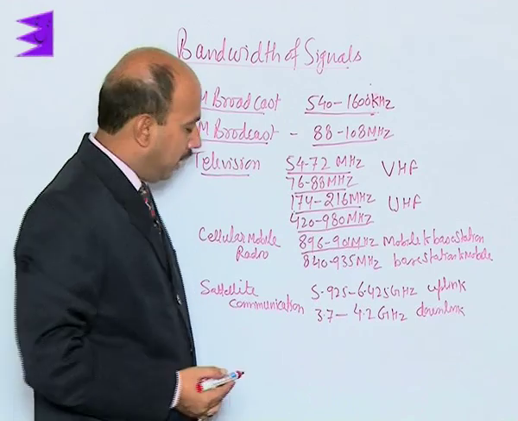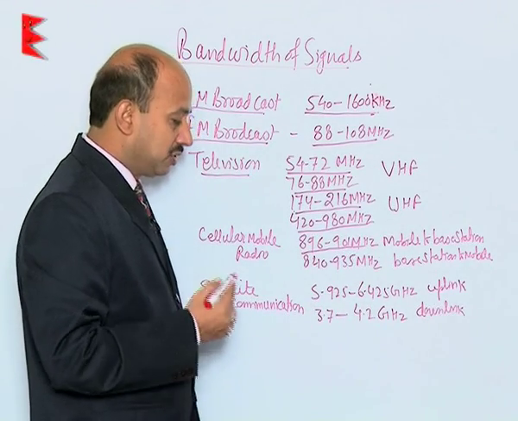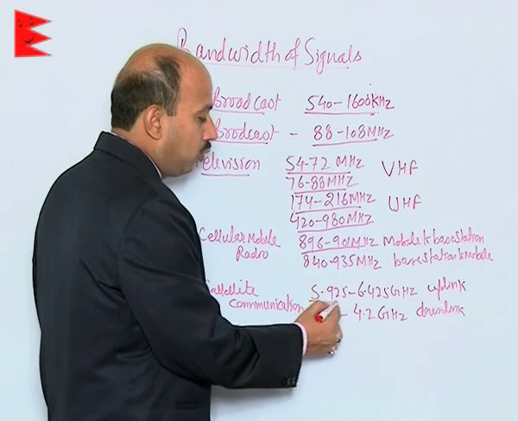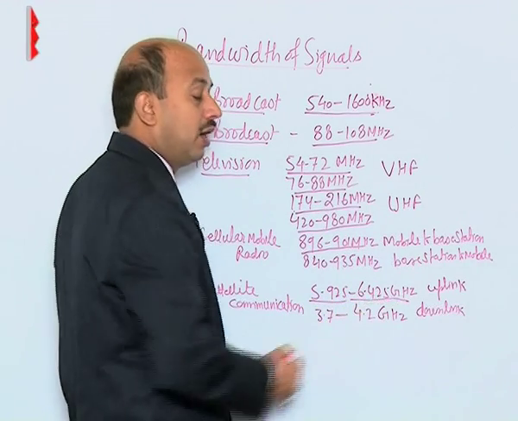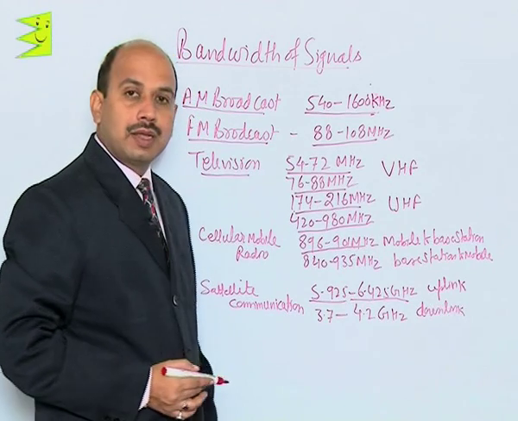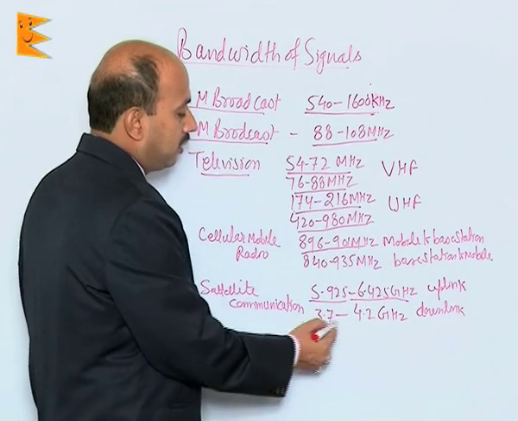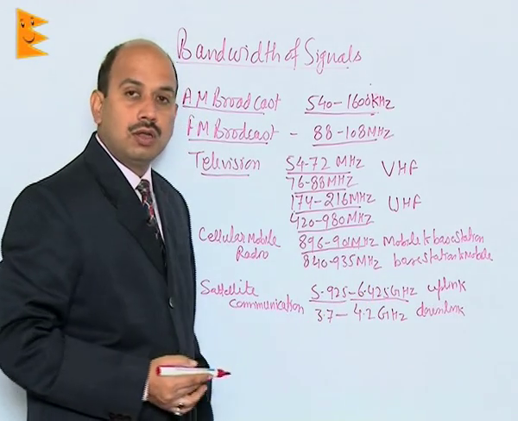Now see the very important part, satellite communication. In satellite communication you use 5.925 to 6.425 gigahertz. See, it's very high frequencies. 1 gigahertz is equal to 10 raised to power 9 hertz. That is used for uplink, and 3.7 to 4.2 gigahertz is used for downlink.